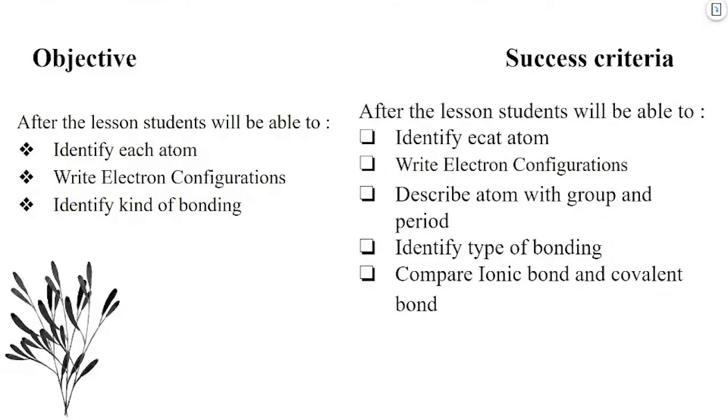Like last time we said, compounds have ionic bonds and covalent bonds, but then we're going to study further: how is an ionic bond formed and how does a covalent bond form?